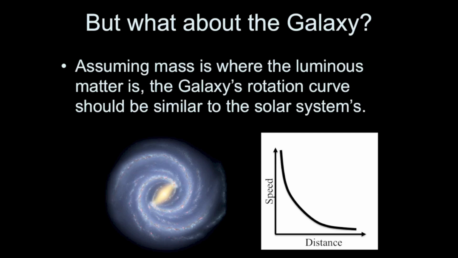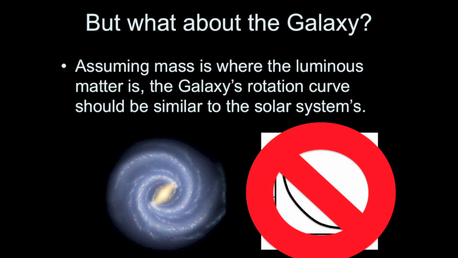But what about the galaxy? When we look at a galaxy like our own or like other spiral galaxies, what we see is that you've got more luminosity near the center of the galaxy. So if you're just going by the luminous material, you would expect that there's more mass concentrated at the center of the galaxy, and its rotation curve should be somewhat similar to what the solar system's would be like. You'd start with high speed near the center of the galaxy, and as you get further away from the center, the orbital speed of stars and other material would go down.